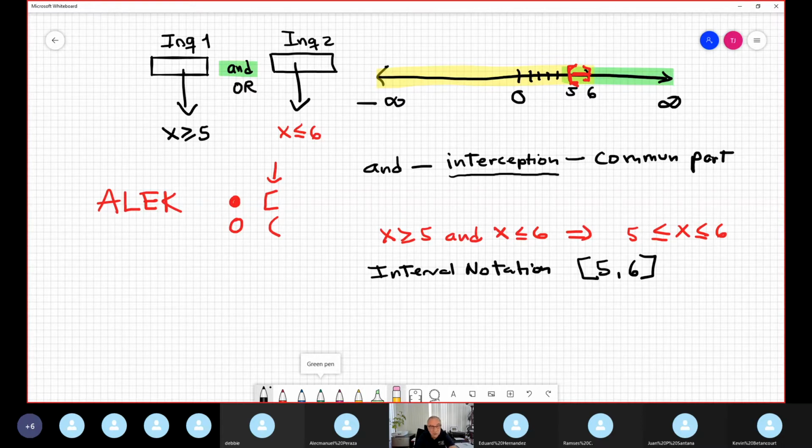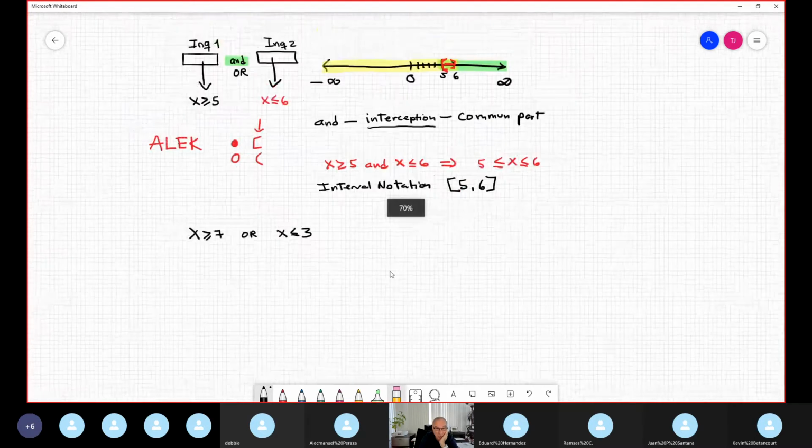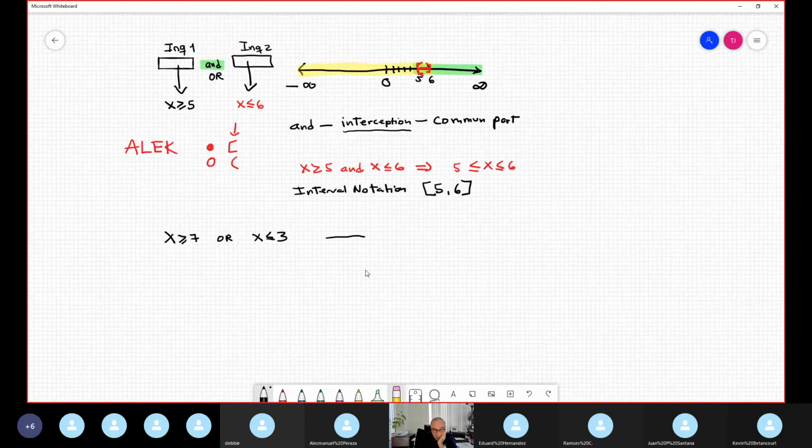Let me see if you understand this. Let me put another example that includes OR. Suppose that we have this statement: x greater than or equal to 7 or, now we're using OR, you see the difference between and and OR, x less than or equal to 3. To understand this, I recommend doing the graphic representation. Again, my famous real line, negative infinity here, positive infinity here, 0 in the middle.